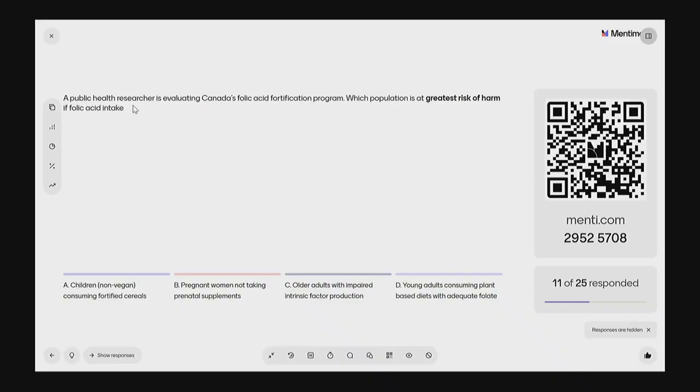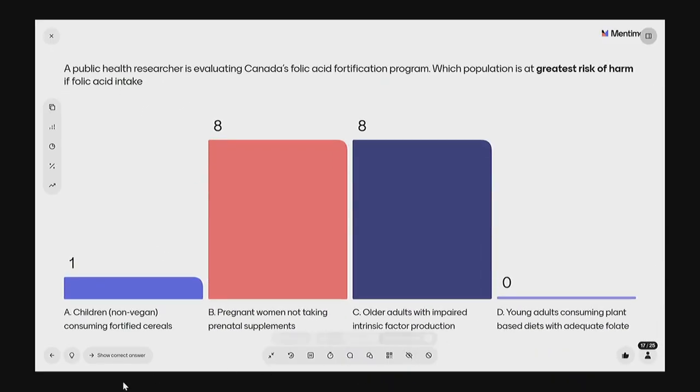And please note greatest risk of harm, meaning that there may be some groups that may be harmed, but which of these population groups will be at greatest risk of harm out of all that we see? And it is related to some of the things that we've already discussed, some of the questions that we looked at. Okay, so let's see responses.